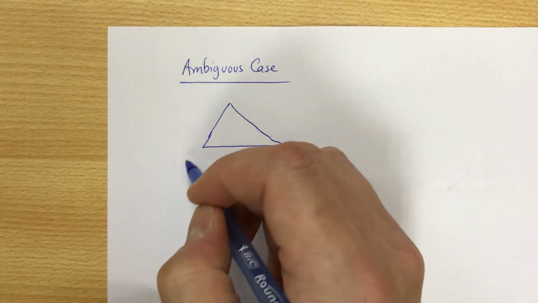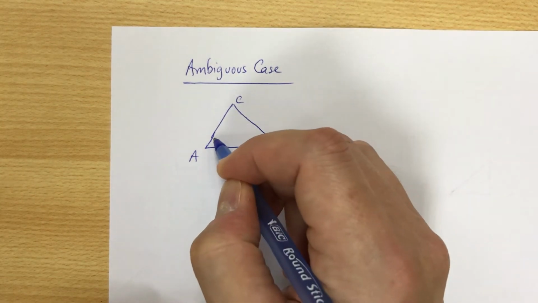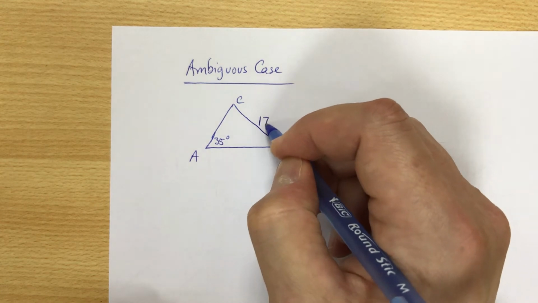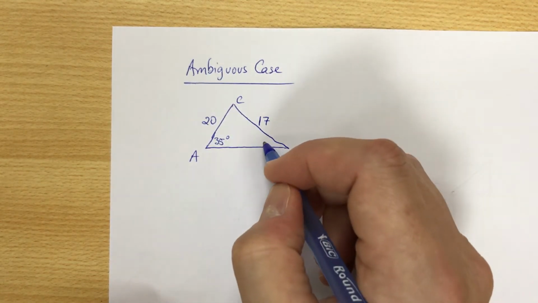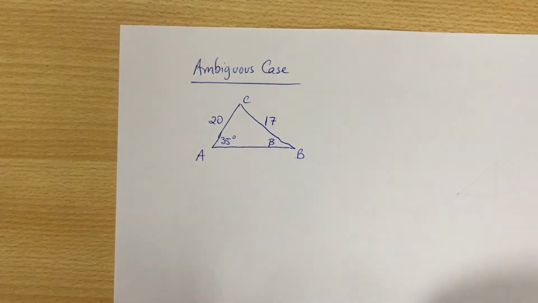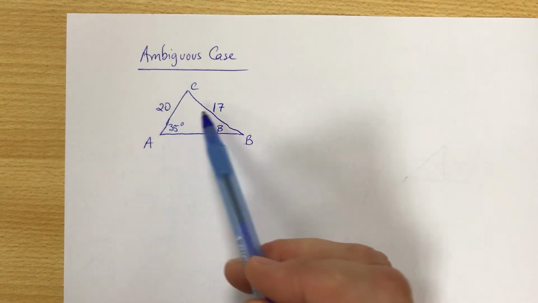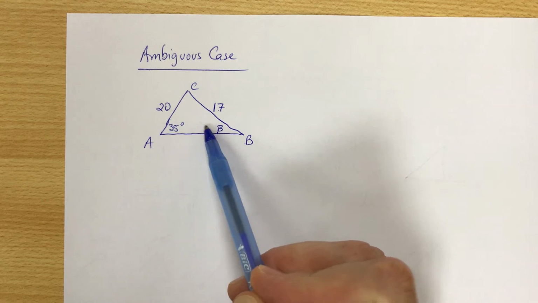Okay, so let's say we've got a triangle here. Here's A, here's B, here's C. We know that angle A is 35 degrees. We know that the length of a is 17. We know that the length of b is 20. And we want to find beta. Now, we know because 20 is bigger than 17, its opposite angle has to be bigger.